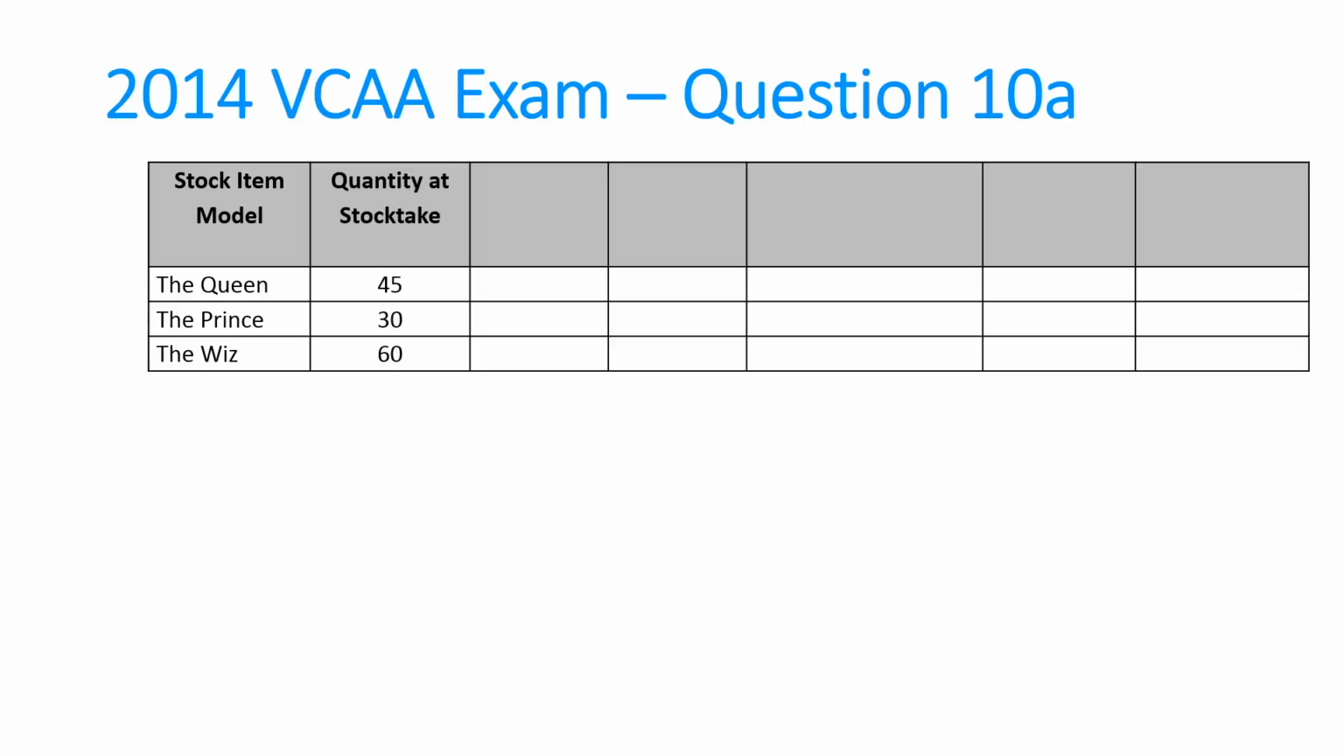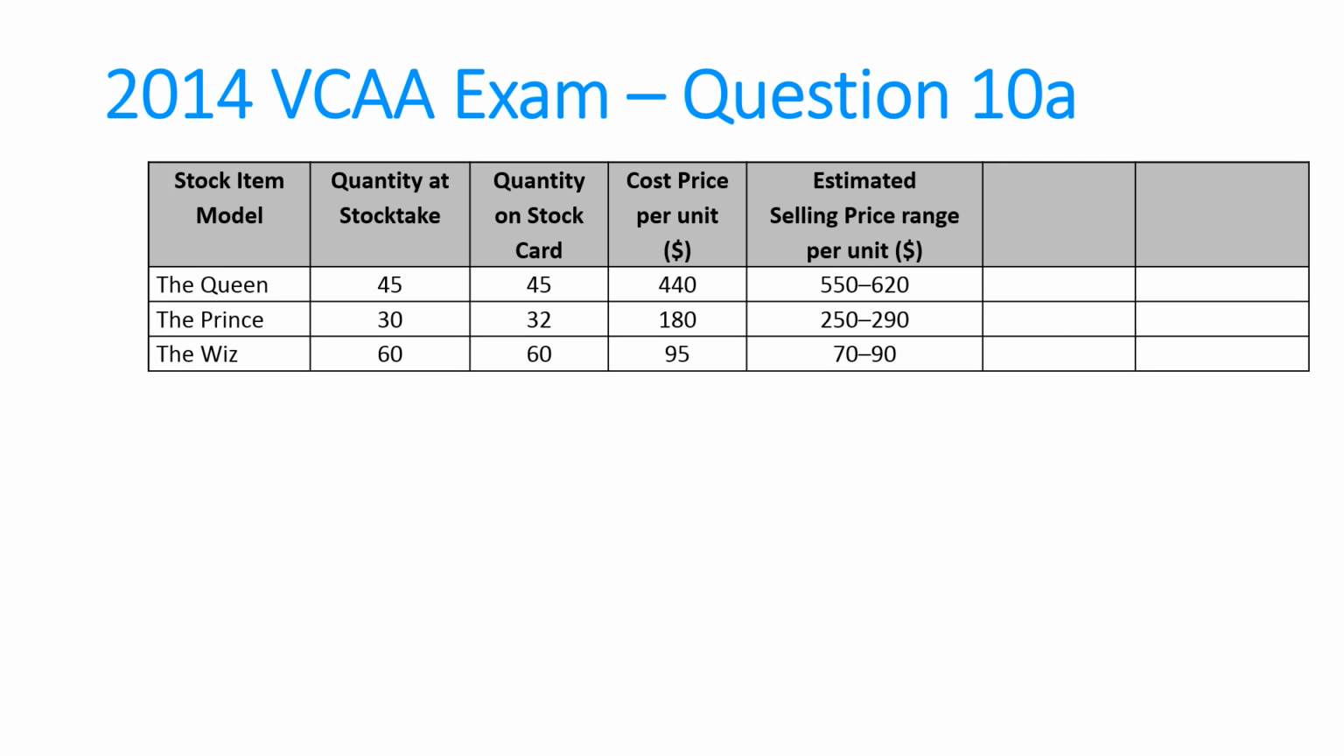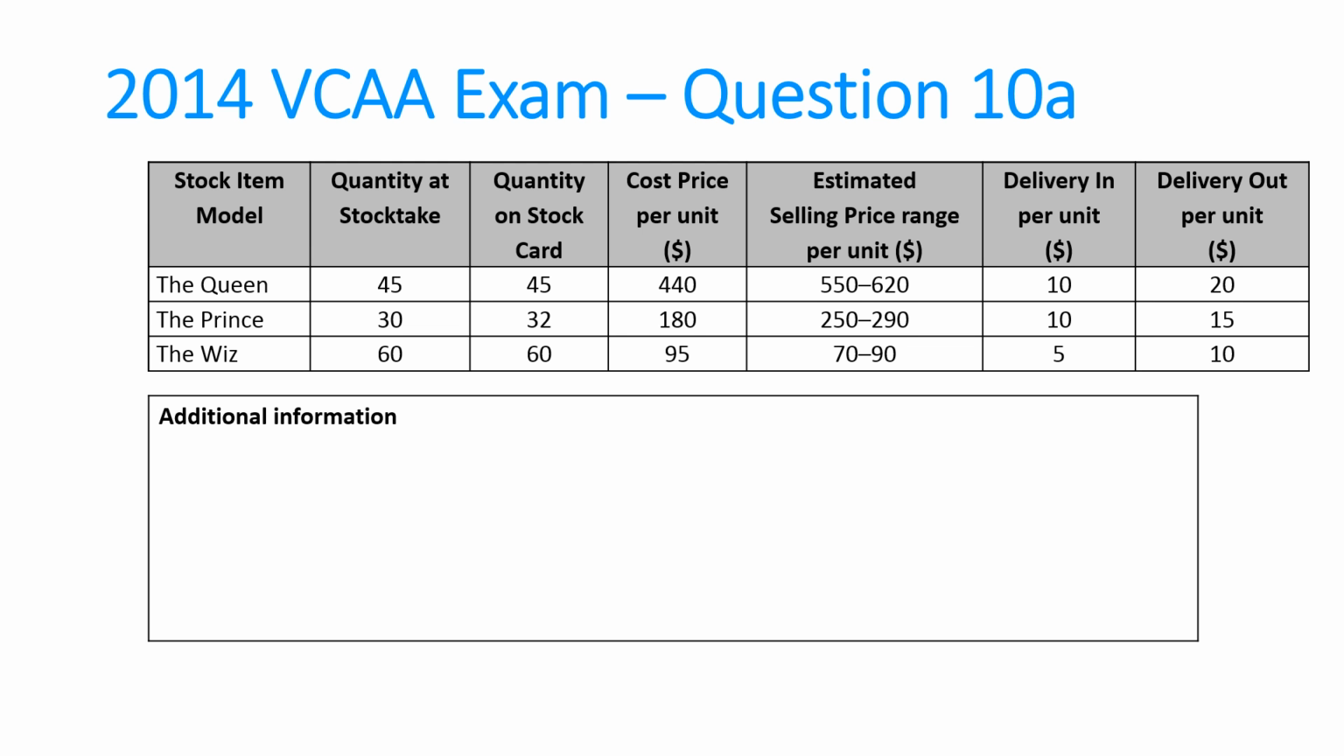We were told that the quantity as per stock take was as follows. That differed for one of the units in terms of how much was on the stock card, the cost price per unit, the estimated selling range, the delivery in, and the delivery out for each item of stock. We're also given some additional info.